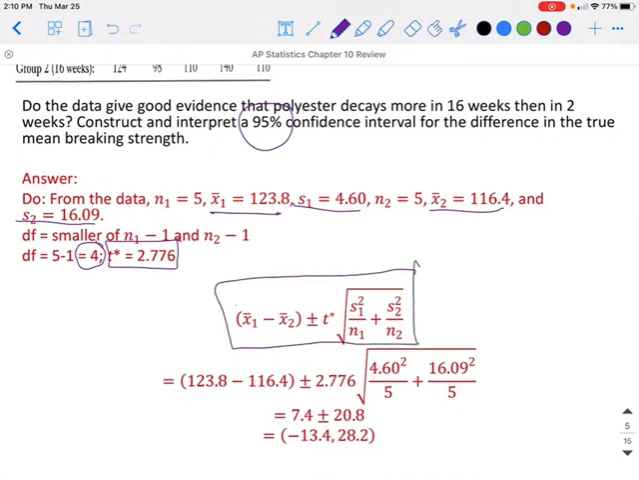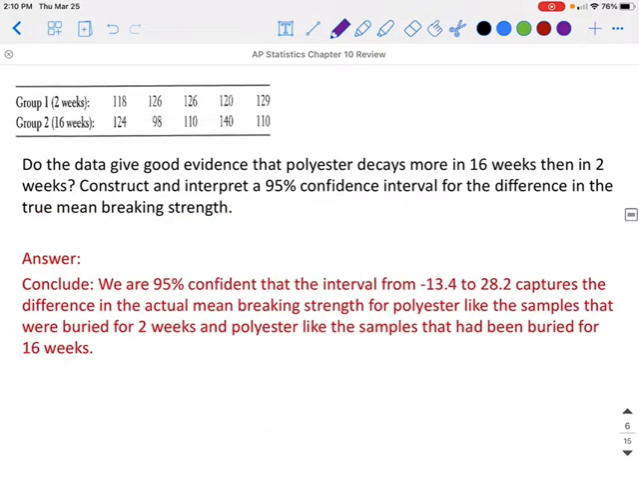Next, we're going to use the following equation to find our interval. So you're going to do your x1 minus your x2, and that's going to give you 7.4. And we're going to do plus or minus our t-star value, or our critical value, times the standard deviation of the sampling distribution, which in this case will give us 20.8. So once we get our values, we're going to do the subtraction first, and then we'll do addition to get our 2 different values to get our interval.